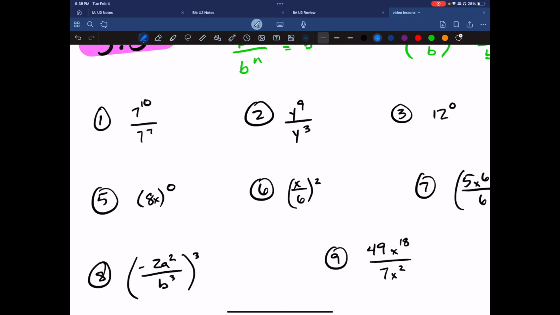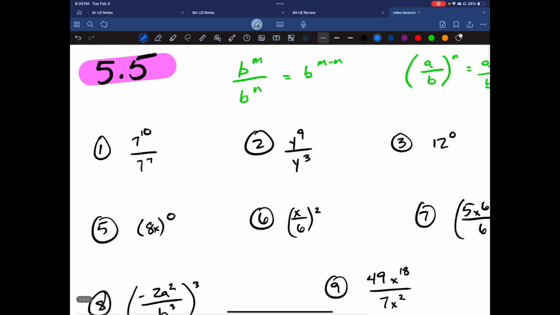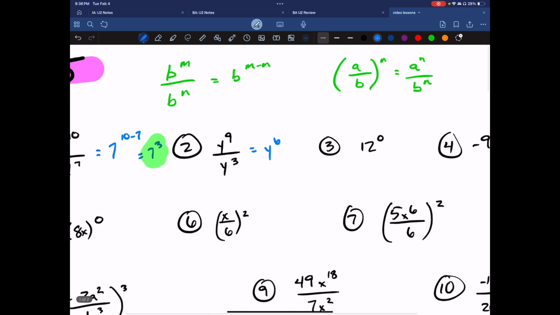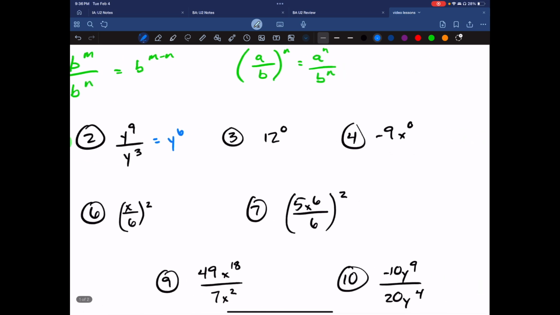So let's take a look at this, right? For number one, you have 7 to the 10th over 7 to the 7th. Okay, well, if we follow our property here, that's going to be equal to 7 to the 10 minus 7, which is 7 cubed. Okay, right? So likewise, we have y to the ninth over y cubed, right? So that's going to be y to the sixth. We're literally just subtracting here.